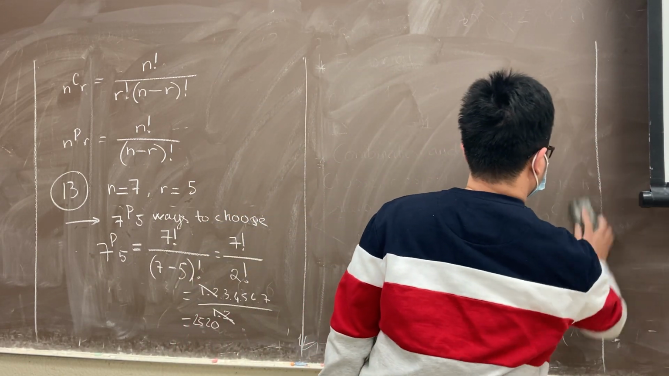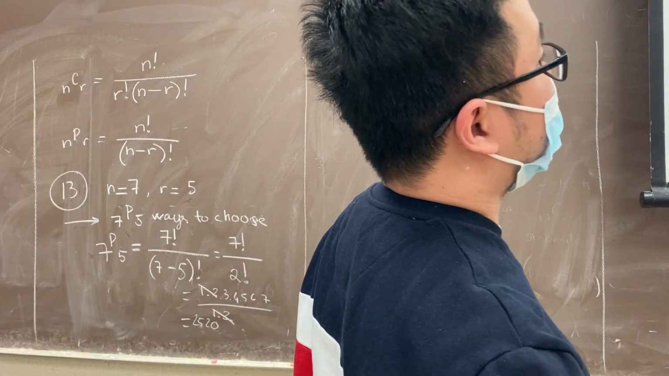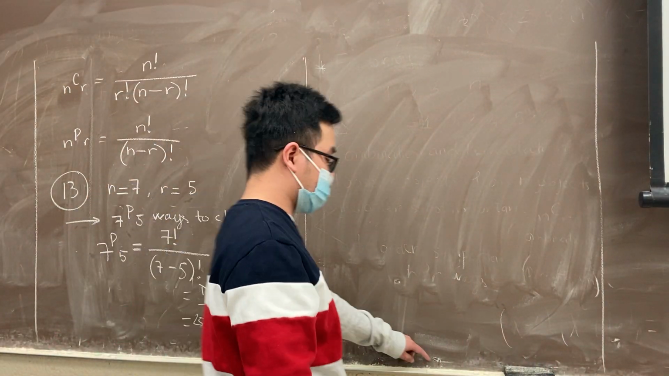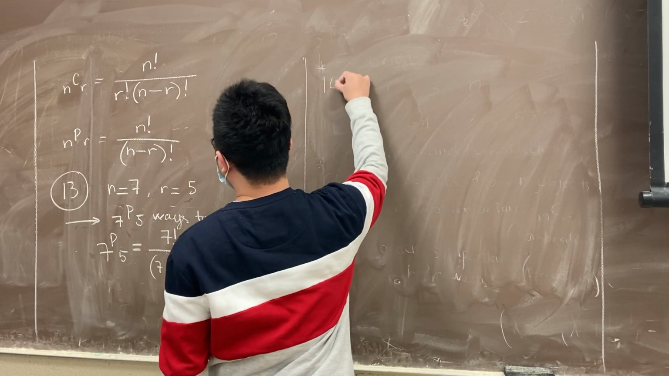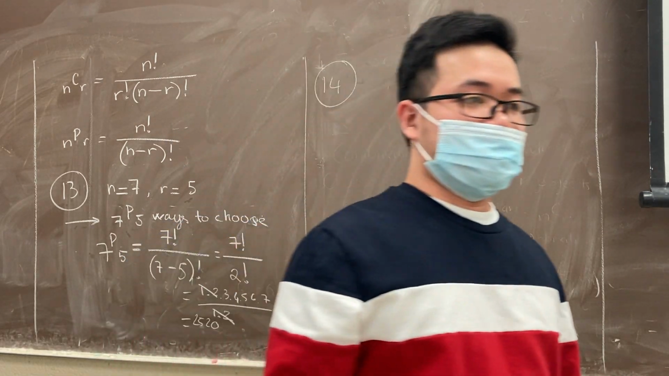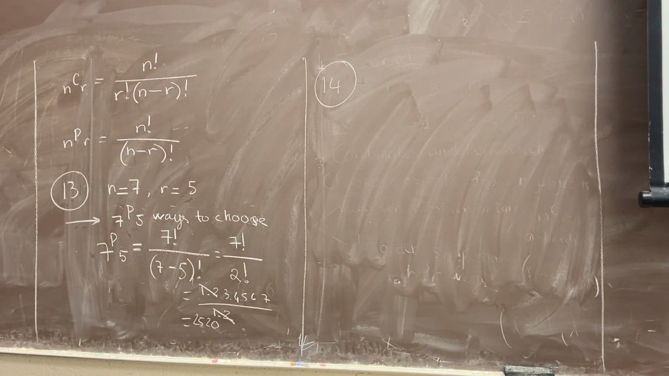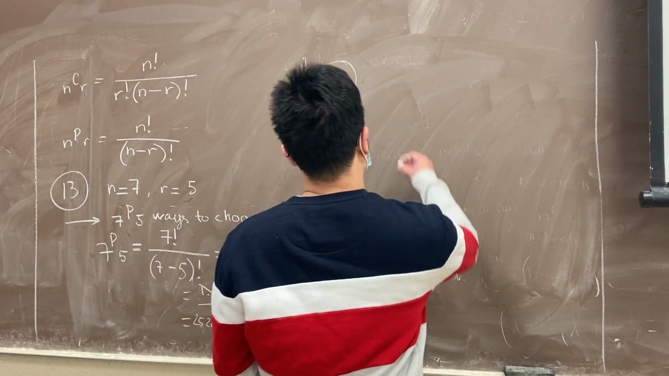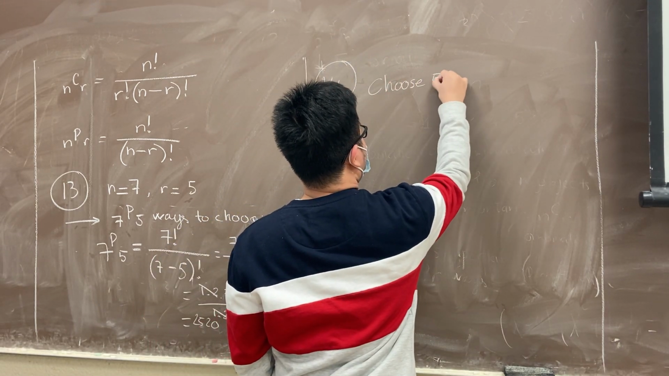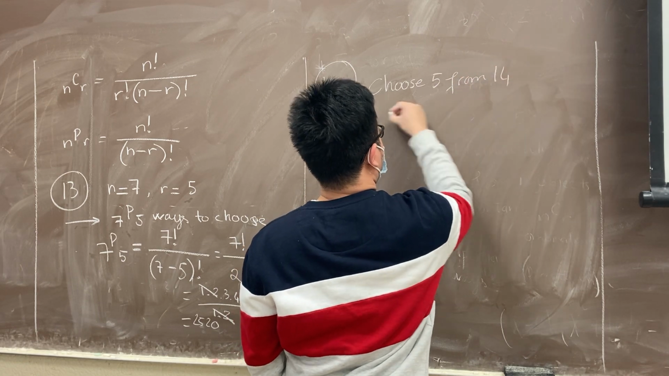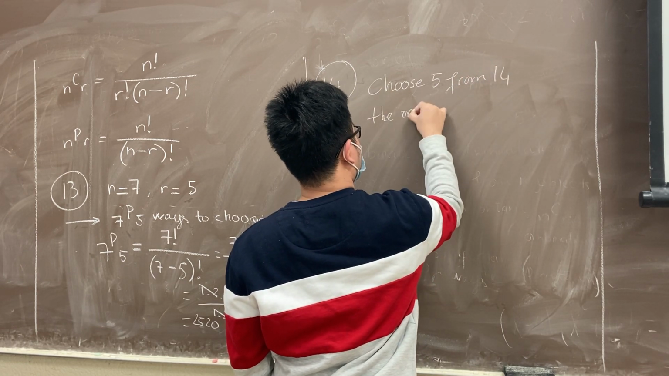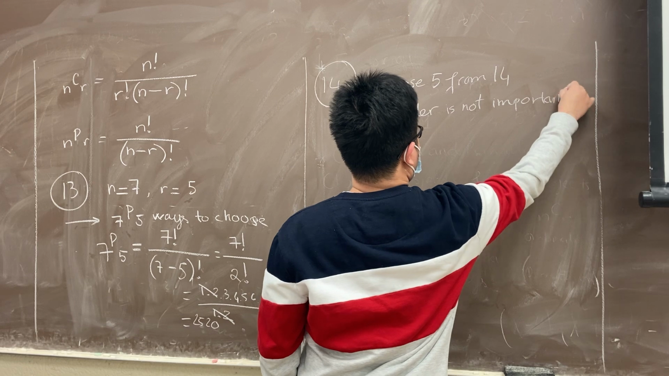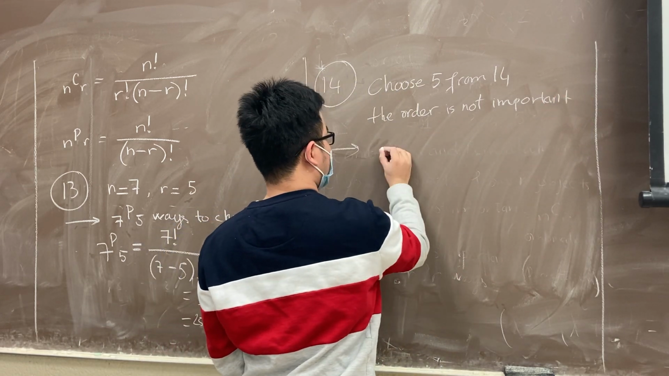So could you tell me how many ways in this case? You want to choose 5 pizza toppings from 14 toppings, right? So how many ways in this case? 14. Okay, so the number of ways to choose this, because you want to choose 5 from 14 toppings, and the order is not important.